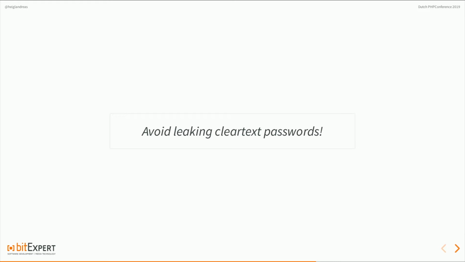That happened to Twitter for some years, and to Facebook, and to GitHub. So if it happens to you, you're in good company. Still not good publicity, if that gets public knowledge. So try to find a way how to avoid leaking passwords in clear text.